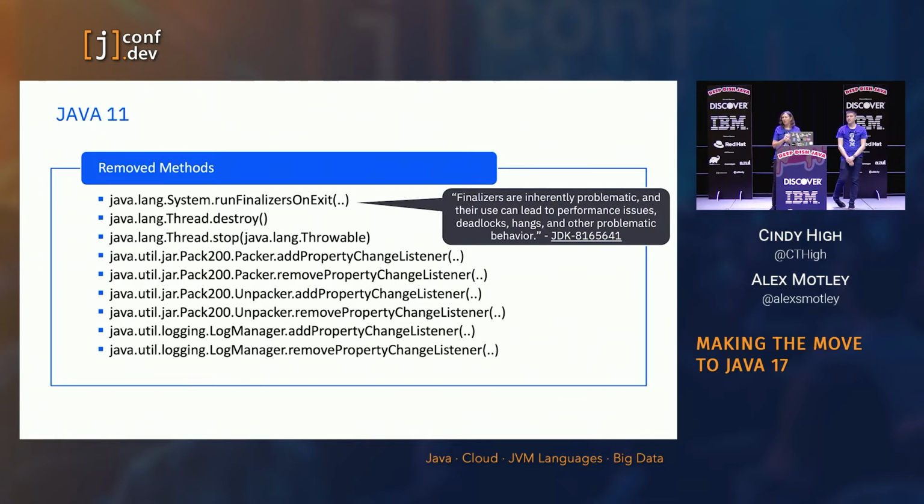Finalizers are one of those that have been taken out. Many of the finalizer methods and run finalizers on exit have been removed, because of problems with performance or the code just not getting called. It just wasn't reliable, and things of that nature.